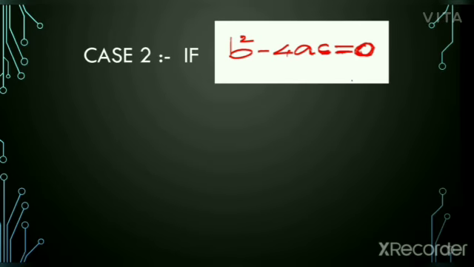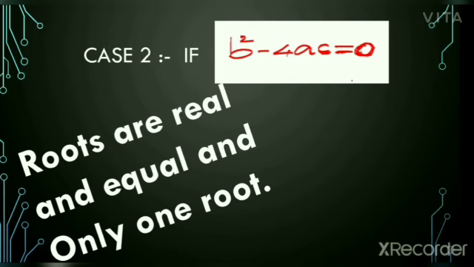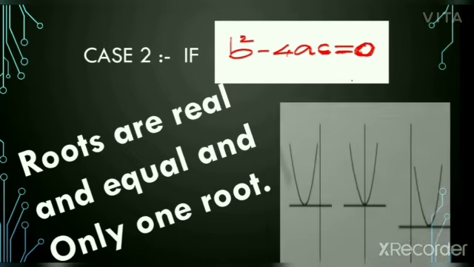Let us see case 2. If b square minus 4ac equal to 0, then roots are real and equal and there exists only one root. This is the graphical representation.